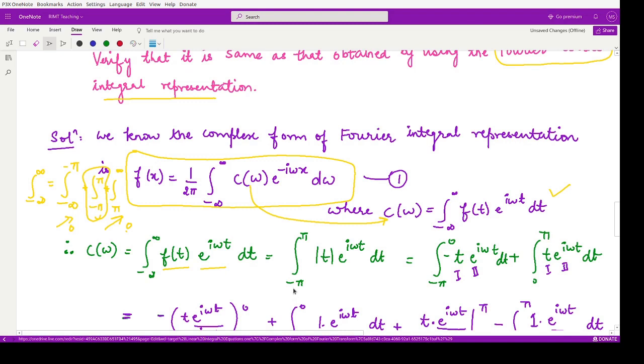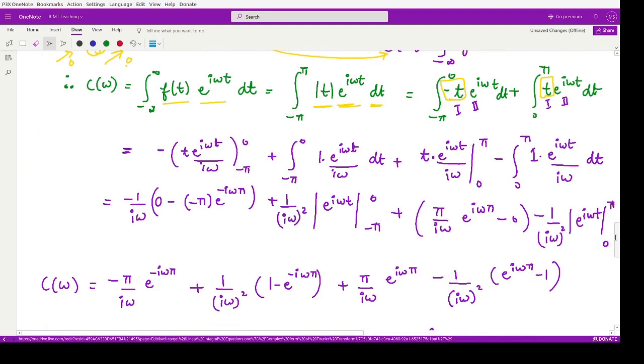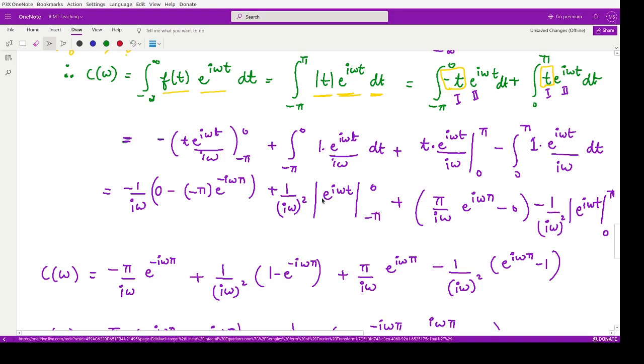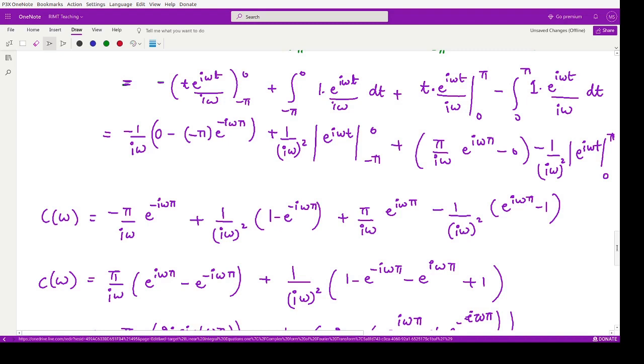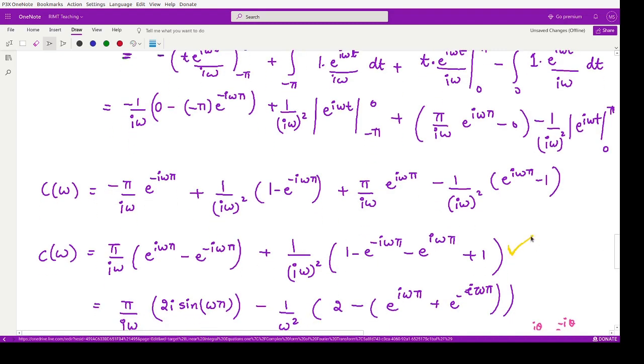So integration from minus pi to pi modulus of t e to the power iota omega t dt. So here we can perform the integration by parts. Again we can break this interval because of modulus. So in the negative interval from minus pi to 0, the value of this modulus term becomes minus t, and from the positive interval from 0 to pi it becomes t. So this is the expression that we obtain. So we can now perform the by parts and solve it, take the terms common, and from here we obtain this expression.